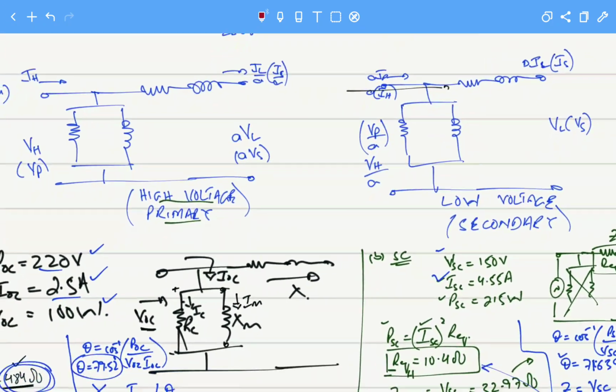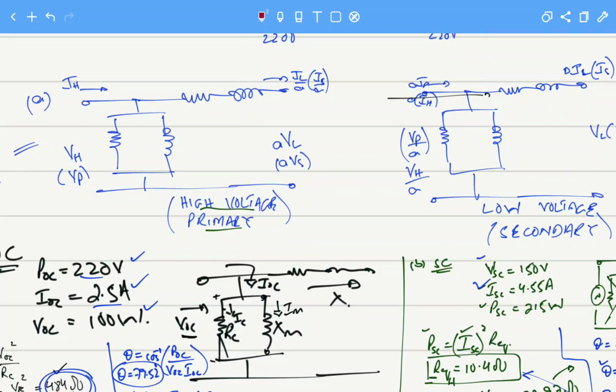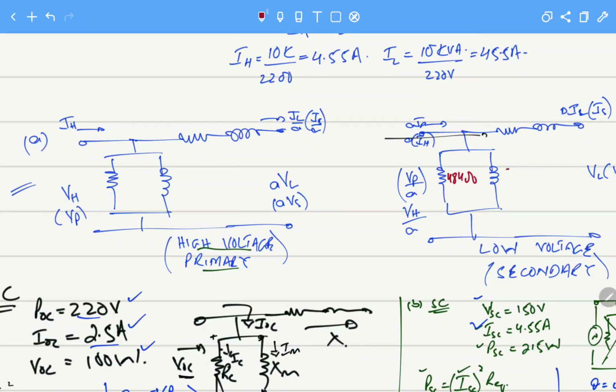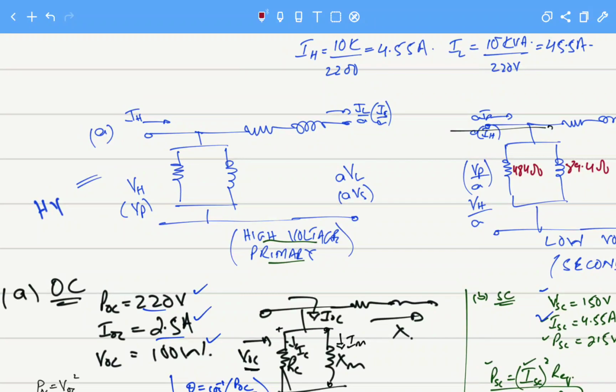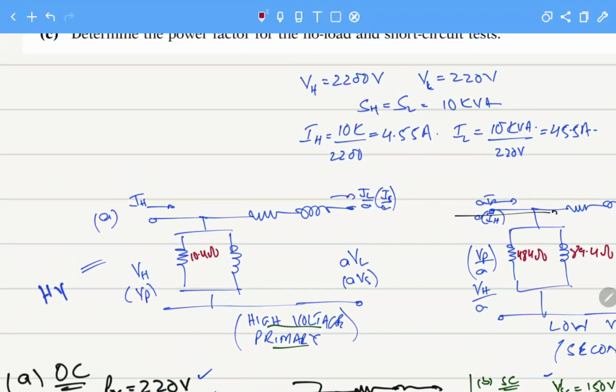lower voltage side. So the values of RC is 484 ohms and this is 89.4 ohms. Similarly, for the short circuit test, it was reflected on the primary side of the high voltage winding, and here it is 10.4 ohms and this is 31.3 ohms.